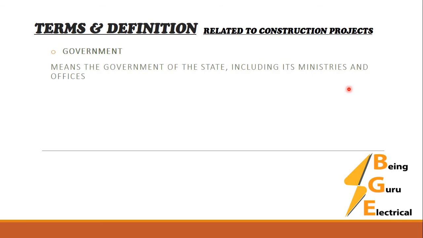Government. Government is an important term used in the construction project because government means the government of the state, including its ministries and offices. It is the most important term used in the construction project. This is because you may need some government approvals for your project, for your construction. You may need some approval from the ministries or government offices. So this is also a very important term used in the construction projects.